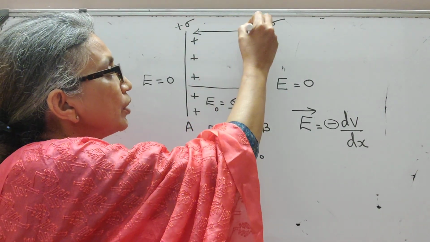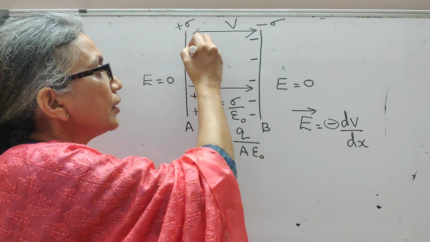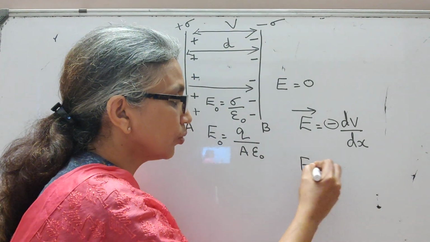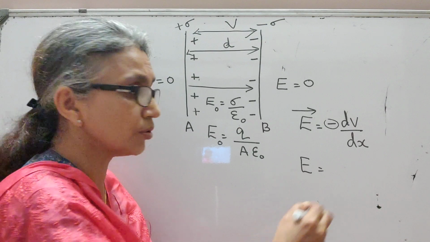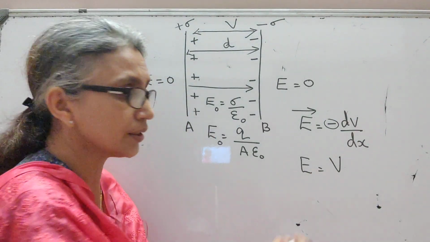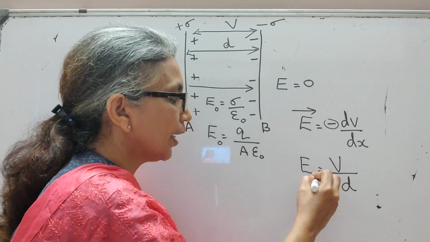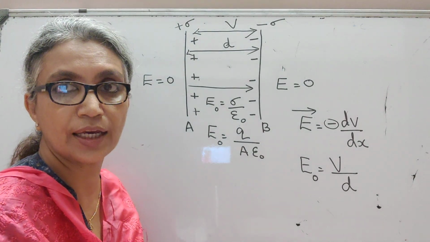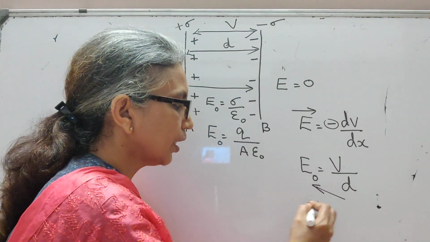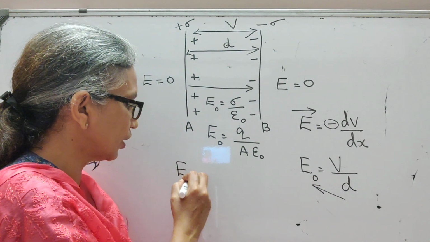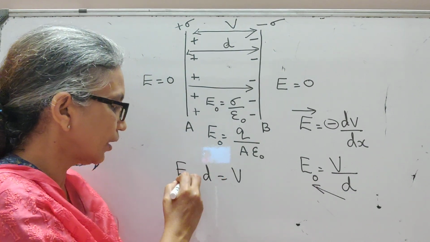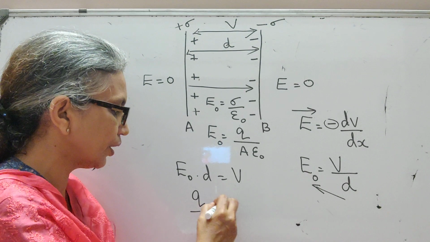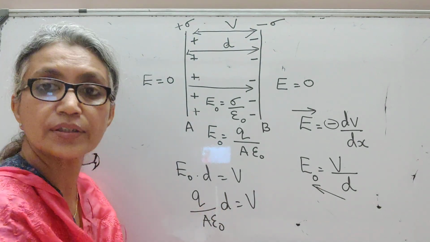The potential difference between the two plates I am going to take as V, and the distance between the two plates I will take as d, which means that E equals, if I am simply writing only the magnitude, dV is the potential difference between the plates, dx will be the distance between the plates, and this is what you have as E naught, the electric field between the plates when the medium is air or vacuum. If I cross multiply, I will have E naught into d as V, and this I know is Q by A epsilon 0. So Q by A epsilon 0 into d is V.